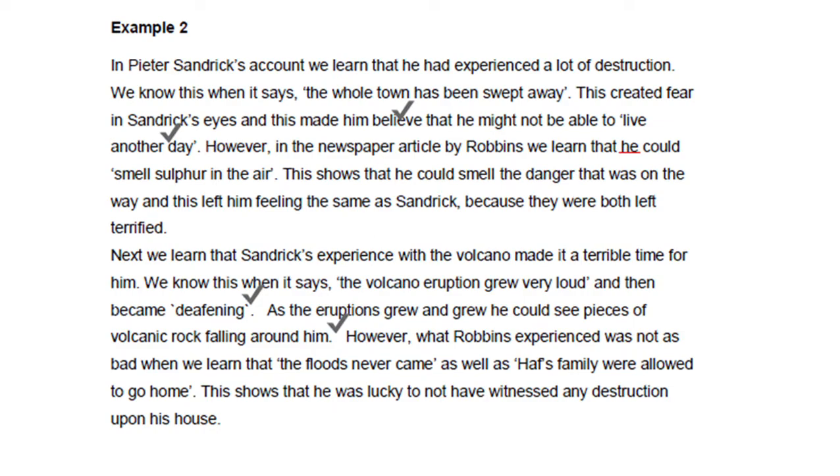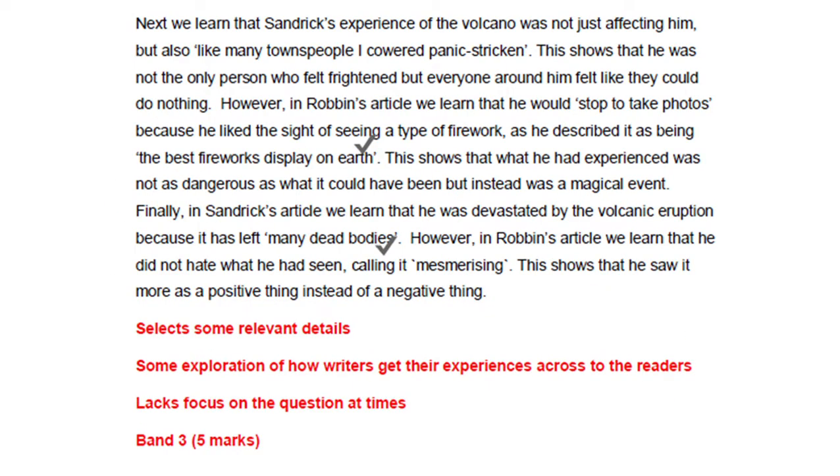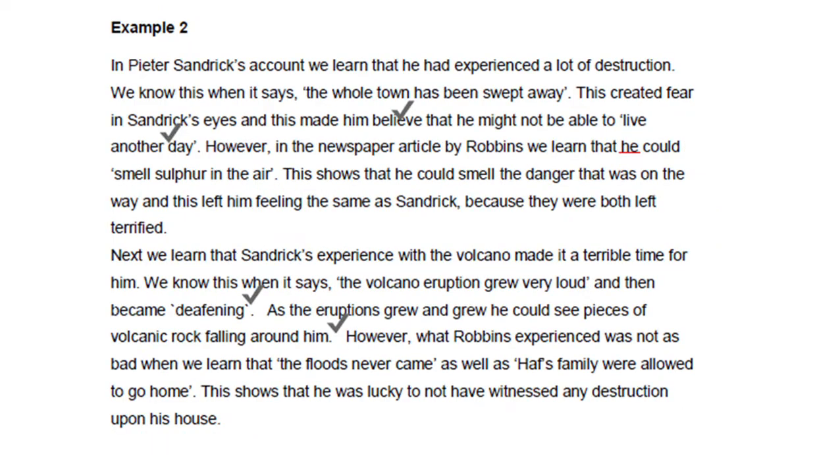Okay, so this one was 5 out of 10. It was band 3. And the reason that they only got band 3 is because they felt there was a lack of focus on the question at times, but there were some relevant details, and there were some method marks in there. So let's have a read. In Sandrik's account, we learned that he has experienced a lot of destruction. It's not very focused immediately, is it? It's not telling us what he saw or heard. We know this when it says the whole town has been swept away.